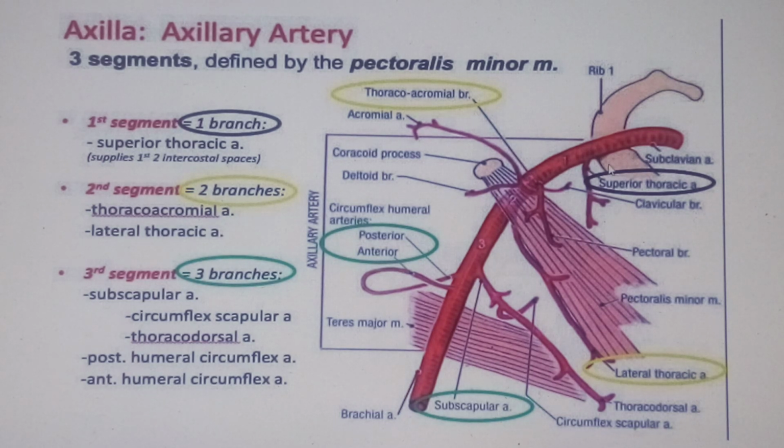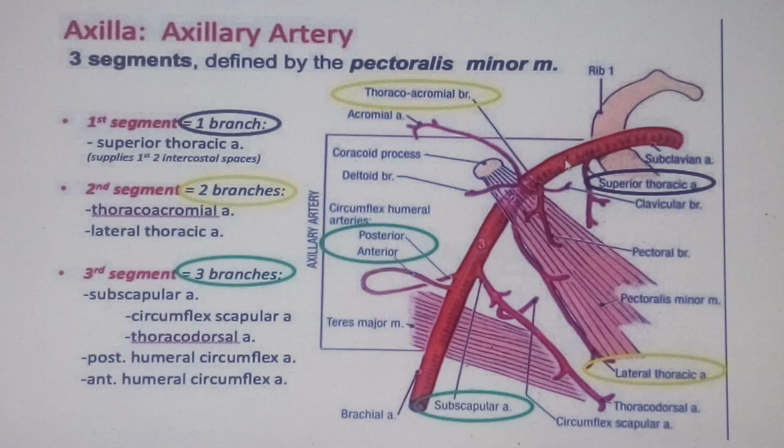And my friends, you know the mnemonic already. We say the first part has one branch, the second part has 2 branches, and the third part has 3 branches. With the mnemonic hotel spa, we should be able to tell all these branches. The H in hotel is for highest thoracic artery, which we otherwise call the superior thoracic artery. So either you say highest or superior thoracic artery.